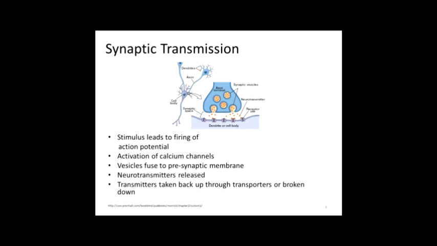The transmitters are then bound to receptors on the postsynaptic cell. After they are released from the receptors on the postsynaptic cell, they are taken back up to the transporters on the presynaptic cell or broken down metabolically within the synaptic space.